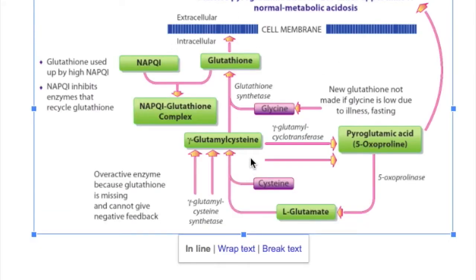So where does the glutathione come from? Glutathione is formed from glycine, and this is low. Glycine is low in illness and fasting, and glutathione is also formed from cysteine and glutamate. So all these substances are responsible for the formation of glutathione, which converts toxic NAPQI to a non-toxic form.